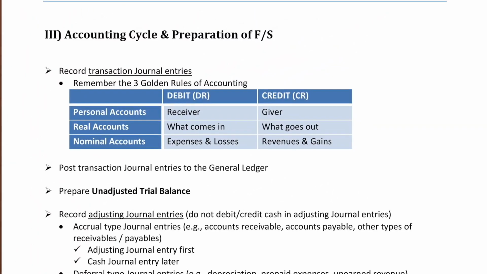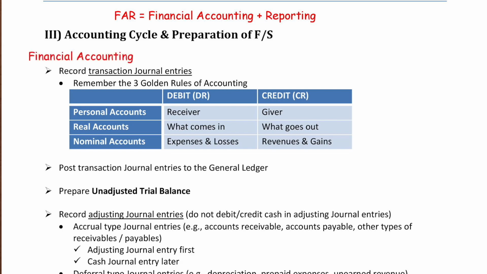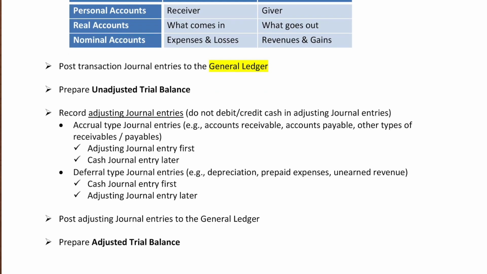On page 11, we're looking at the accounting cycle and preparation of financial statements. So guys, the name of the subject here is FAR, or financial accounting plus reporting. So when we're looking at the accounting cycle, we're going to start with financial accounting. And you start with recording journal entries. I'm sure all of you remember the 3 golden rules of accounting. Now, once you're done with the journal entries, you post transactions to the general ledger. And then you prepare the trial balance. So it's an unadjusted trial balance. You do all the adjustments, you get to the adjusted trial balance. So guys, this is all about financial accounting.